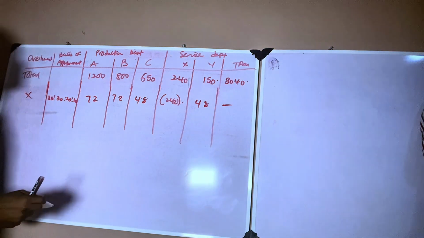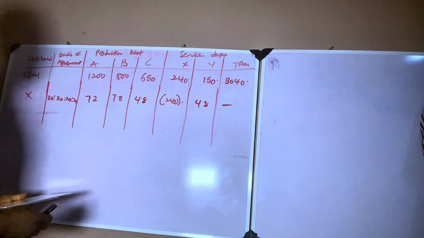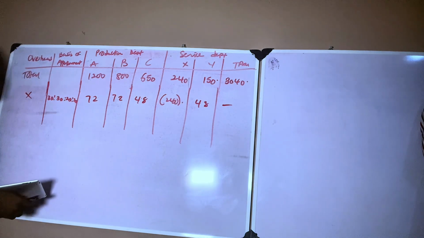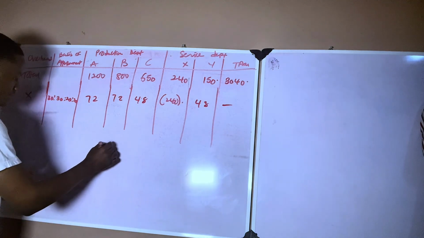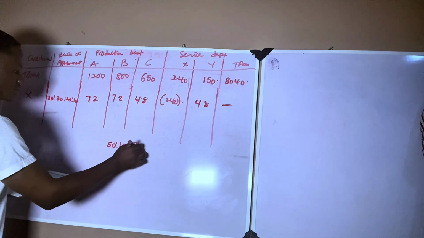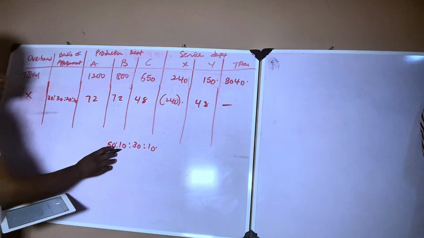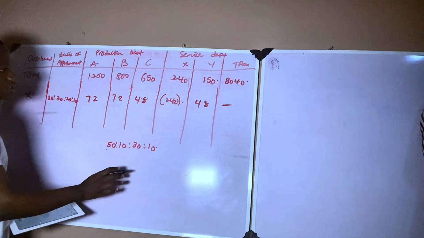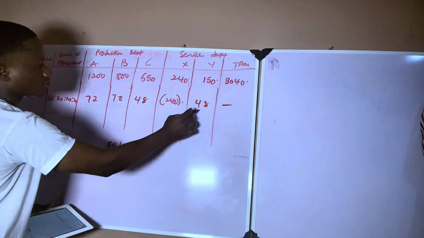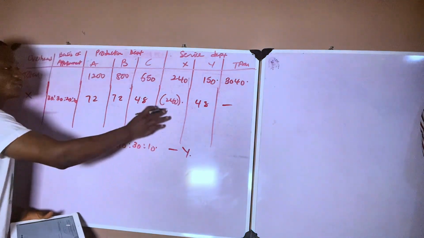So now we've reapportioned department X. Now we need to pay close attention to reapportioning service department Y. Now the basis for reapportioning service department Y is 50 ratio 10 ratio 30 ratio 10. And now don't forget that this 50 is for department A, 10 is for department B, 30 is for department C, and 10 is for department X. Yeah, because we are reapportioning service department Y, so 10 is for X.